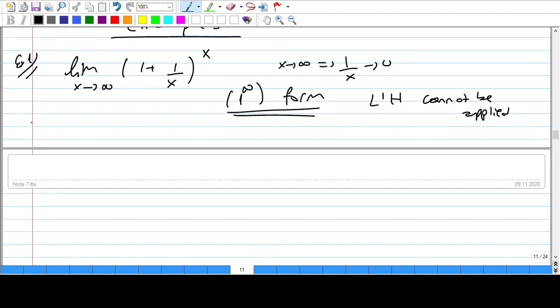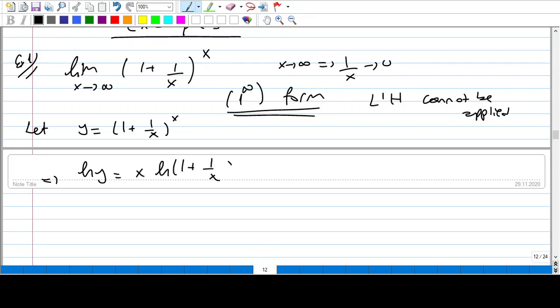We can do the following. Let y be (1 plus 1 over x) to the power x. Then what do we have? If you take ln of both sides, ln y is equal to x times ln(1 plus 1 over x). Then take the limit of both sides as x approaches infinity of ln y.